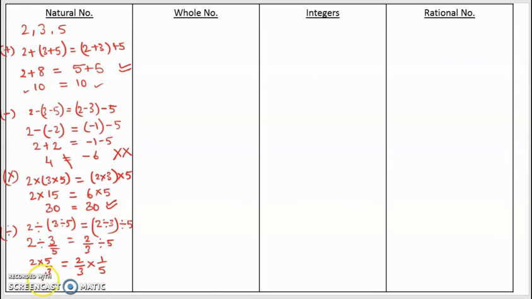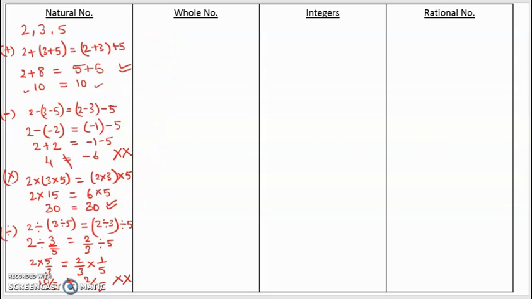So LHS I get 10 by 3 and RHS I get 2 by 15. Clearly they are not equal, hence it does not follow the associative property. So natural numbers do not follow the associative property for division as well as for subtraction. It follows the associative property for addition and multiplication.